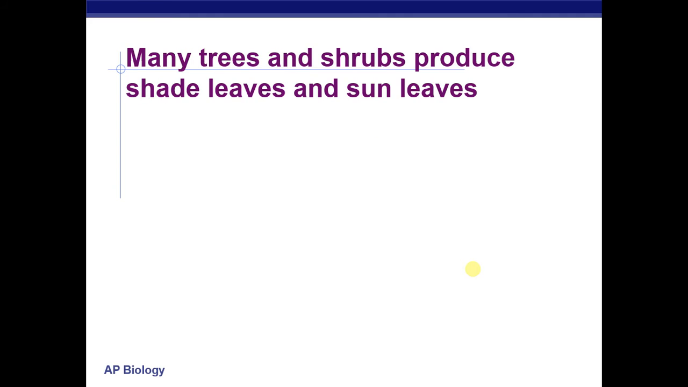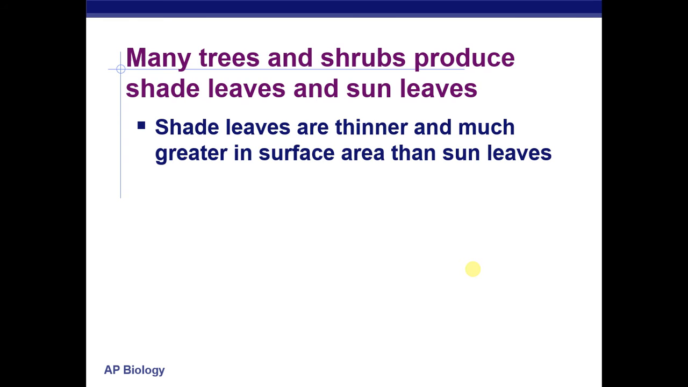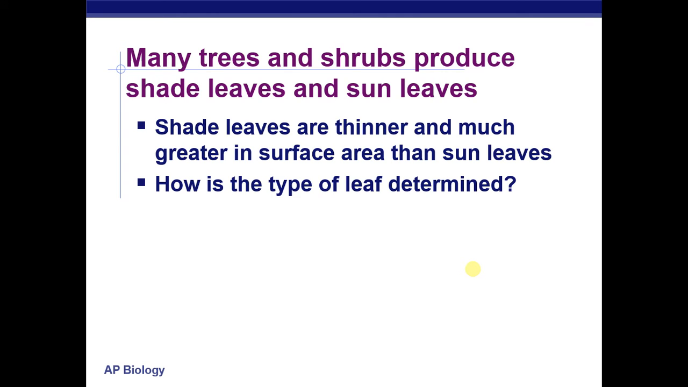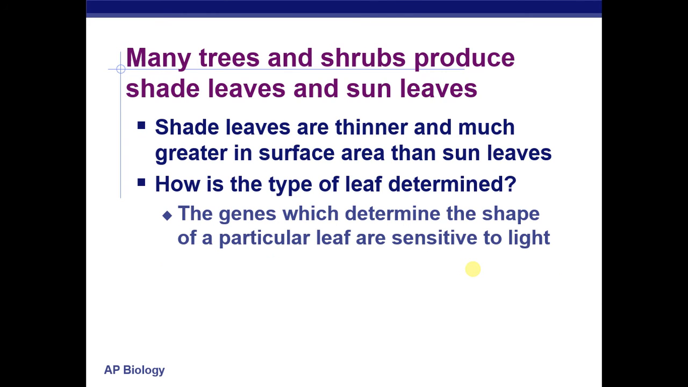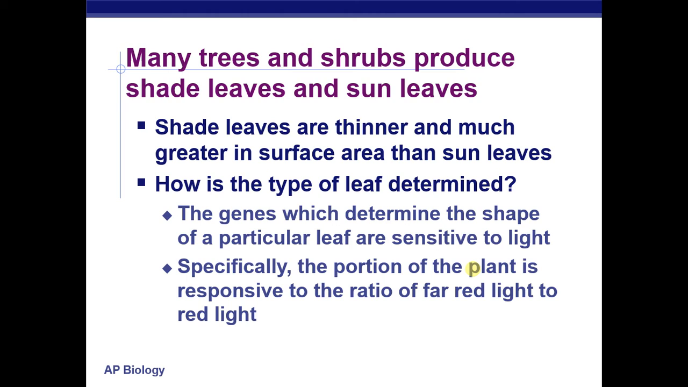So as an example, many shade trees and shrubs produce shade leaves and sun leaves. Shade leaves are thicker and have greater surface area than sun leaves to help absorb more light. And it is the result of genes which determine the shape and the thickness of the leaf being switched on or switched off in response to the ratio of far red light to red light.